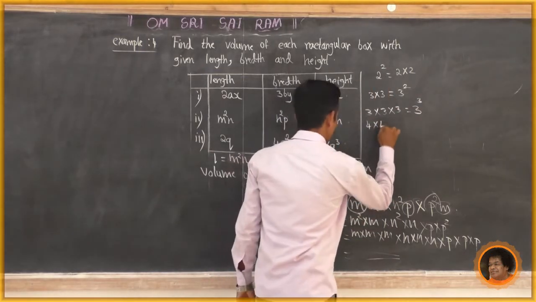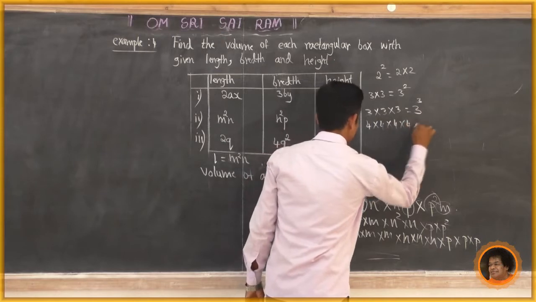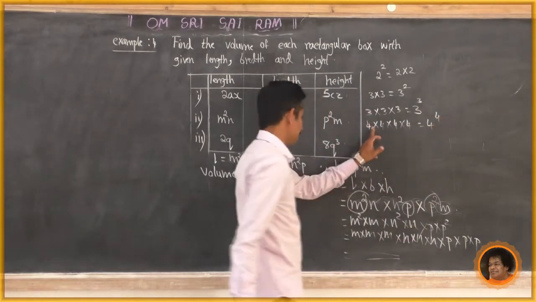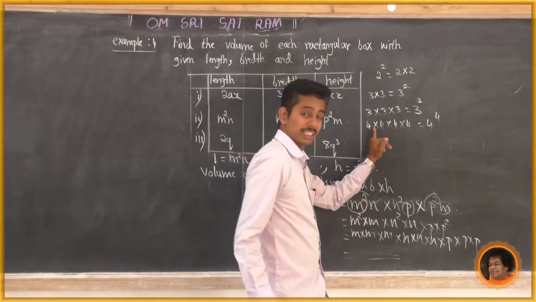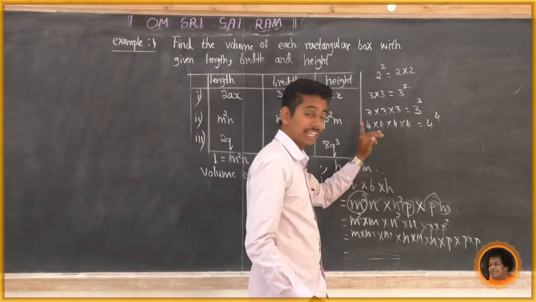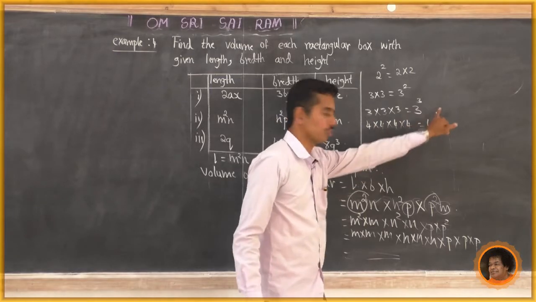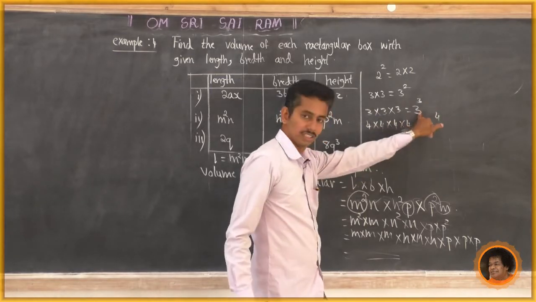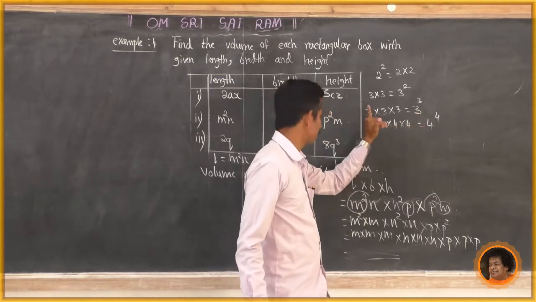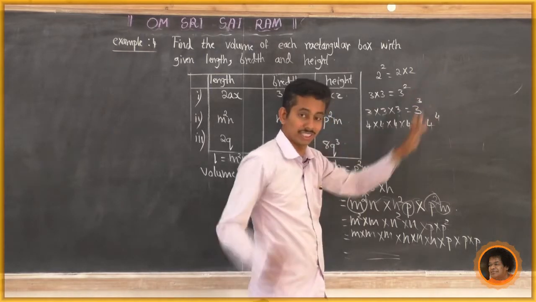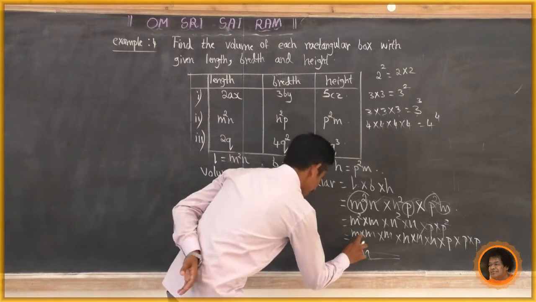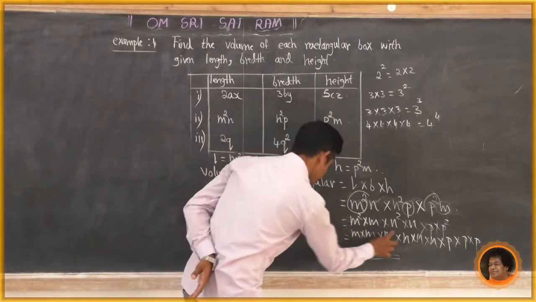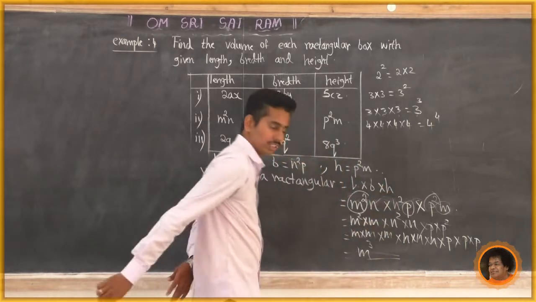4 into 4 into 4 into 4 we can write as 4 to the power 4. The base is 4, and how many times is it multiplied? 4 times. So 4 to the 4. Base is 3. How many times is it multiplied? 1, 2, 3. So 3 to the power 3. In the same way, m is the base. How many times is m multiplied? 1, 2, 3. So m to the power 3.